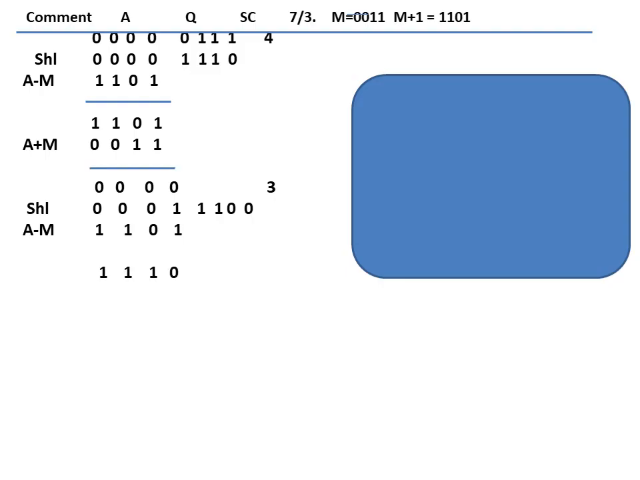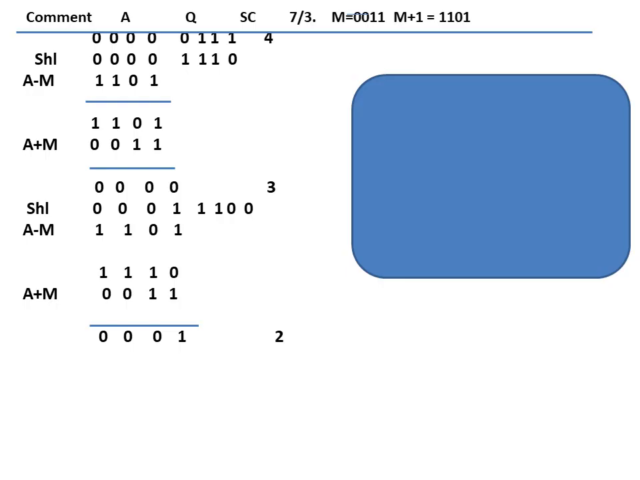Now again we see the sign bit. The sign bit is 1. Then we have to perform A plus M, that is, add the M value with A. Now we will get the result as 0 plus 1, 1. 1 plus 1, 0, carry here. 1 plus 1, 0, carry here. 1 plus 1, 0. We will omit the carry in this case. We always omit the carry here. So this is the result we are getting.